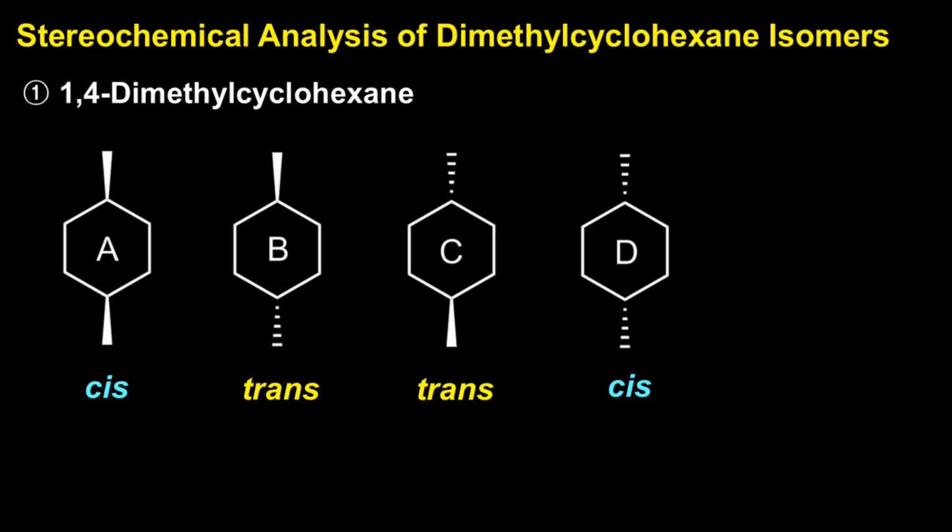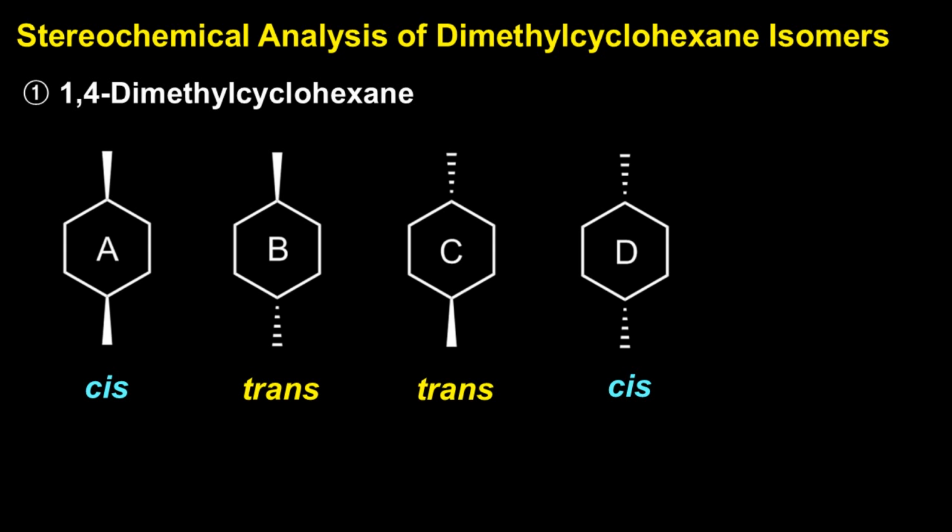First, let's take a look at 1,4-dimethylcyclohexane. We've got four possible structures here, labeled A, B, C, and D. Each one shows a different three-dimensional arrangement of the two methyl groups at positions 1 and 4. The key thing we're focusing on is the direction each methyl group is pointing, whether it's coming forward as a wedge or going back as a dash.